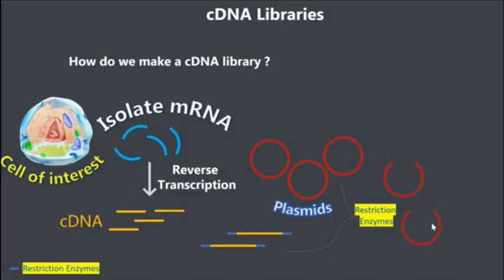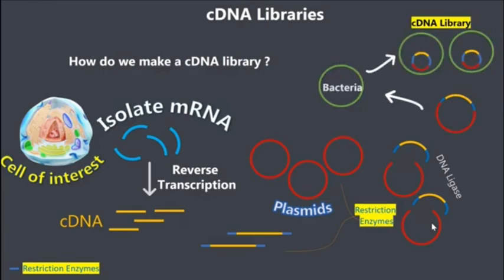Once we have cut our plasmids, we need to ligate them with the cDNA using DNA ligase. DNA ligase basically combines the cut up plasmid and the cut up cDNA to make a complete plasmid plus cDNA. And finally, once again, we can transform our bacteria, and the combination of all these cells, all with different types of cDNA, forms our cDNA library.